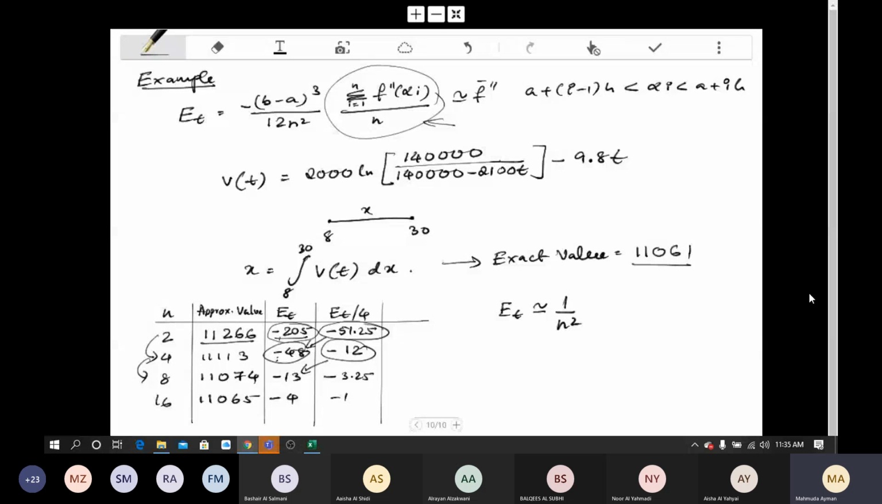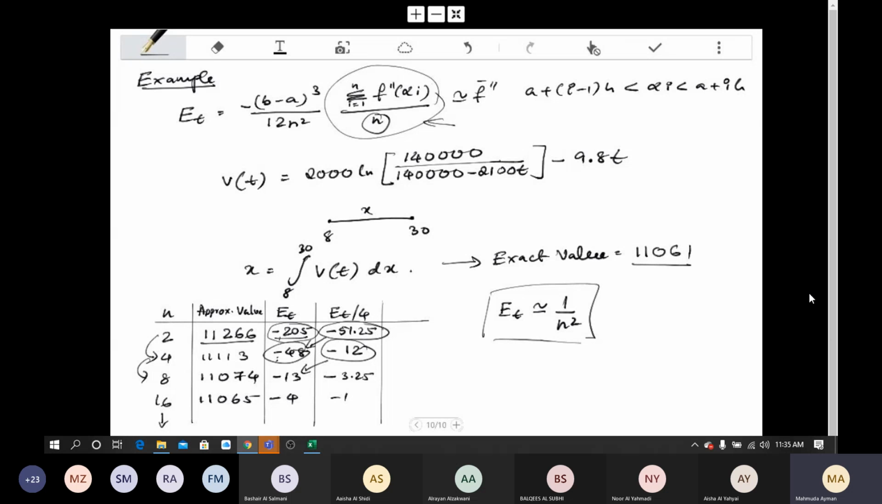The more the n grows, the more the number of segments becomes larger, the more constant this is. So the more the number of segments becomes larger, the more exactly quartered it becomes. Okay, so that's what you can see over here, that this holds true. So when the number of segments is doubling in the multiple segment rule, the true error is getting quartered.